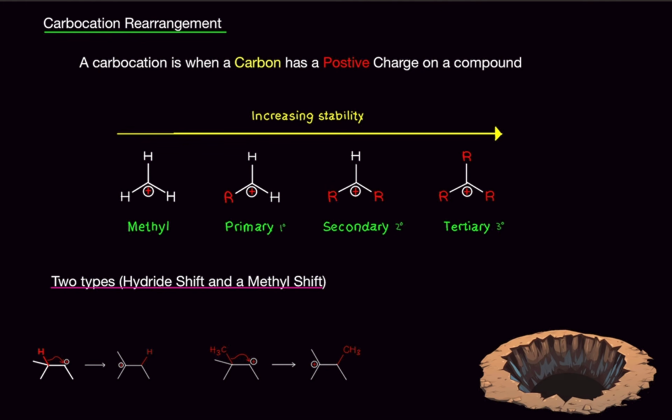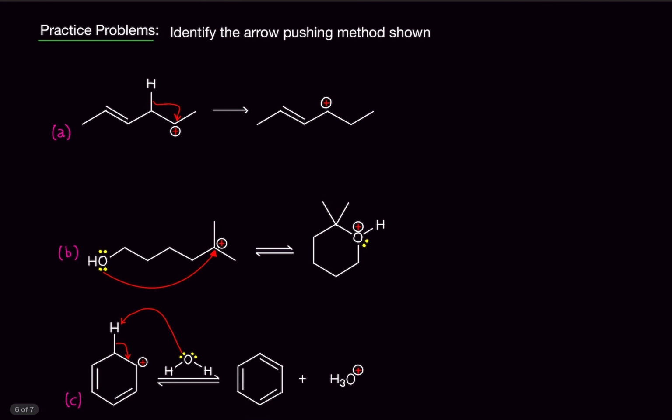That's what carbocation rearrangement is. It's basically electron holes in a molecule. And what you're just doing is filling them up. You're creating a different hole, but it's more stable. So let's do some practice problems.